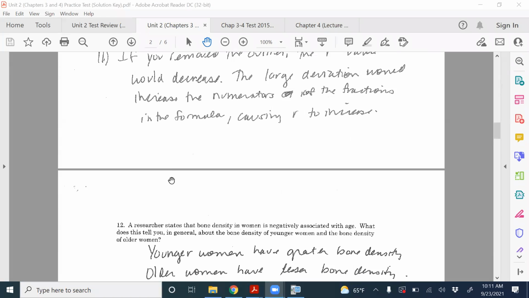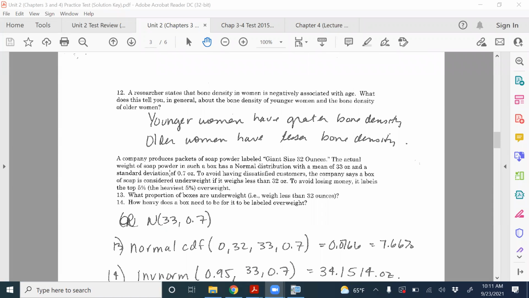let's keep moving. Number 12, research states that bone density was negatively associated with age. What does this tell you in general about the bone density of younger women? So if you're young, you probably have higher bone density. If the age goes down, bone density goes up, and vice versa. That should be pretty straightforward.